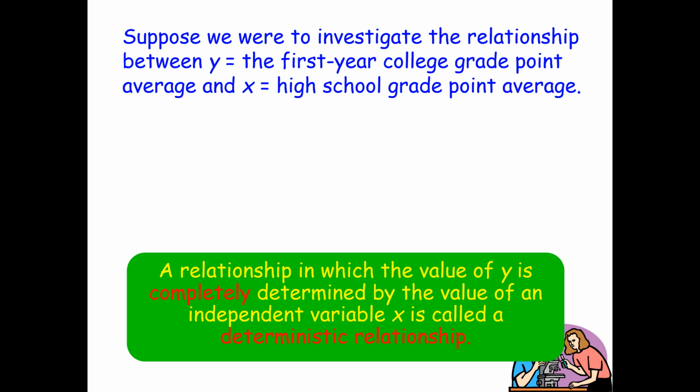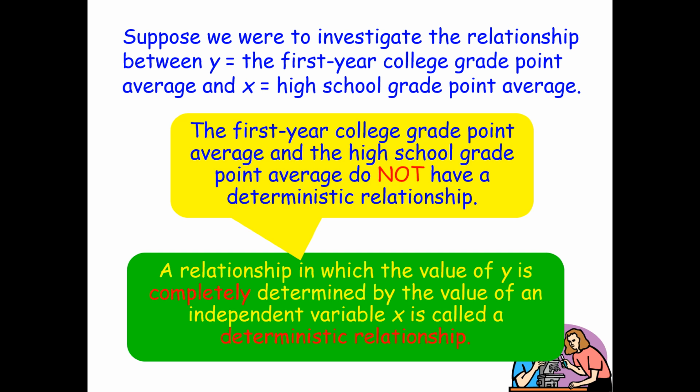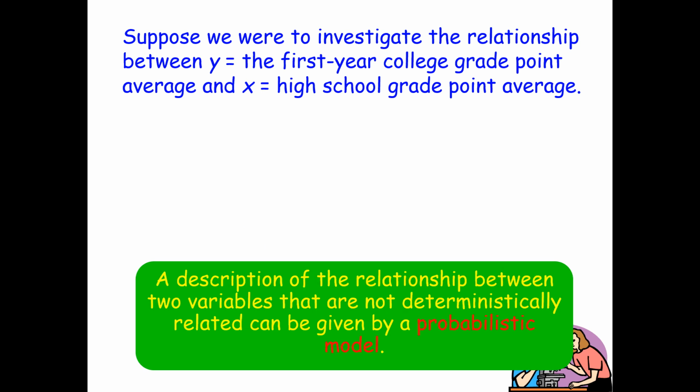A relationship in which the value of y is completely determined by the value of an independent variable x is called a deterministic relationship. The first year college grade point average and the high school grade point average do not have a deterministic relationship. A description of the relationship between two variables that are not deterministically related can be given by a probabilistic model.